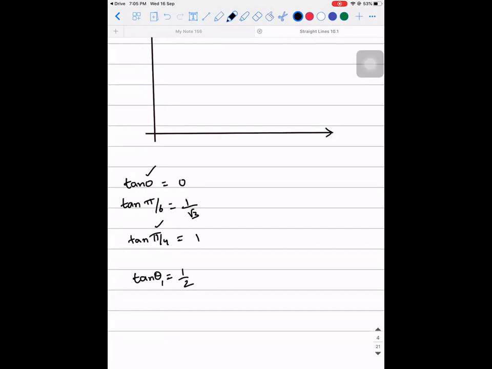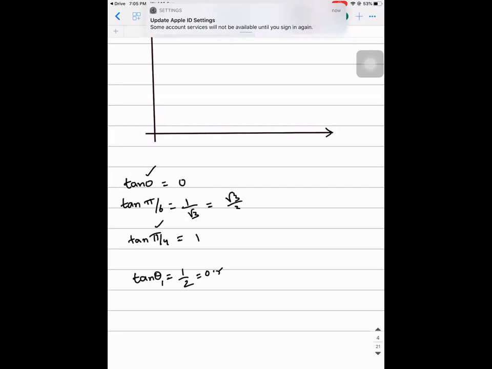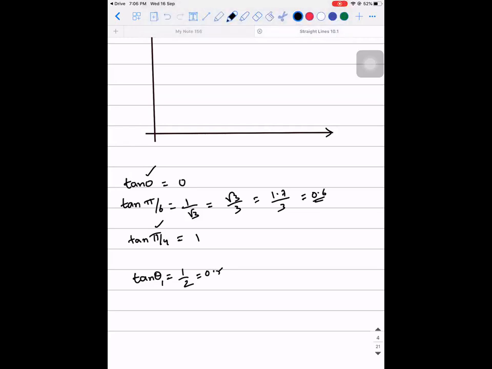1 by 2 is 0.5. Right? So 1 by root 3 is nothing but root 3 by 3. Root 3 is 1.7, so root 3 by 3 is somewhere around 0.6. So what I'm trying to say here is tan theta 1 is 0.5, which means theta 1 will be less than 30 degrees.